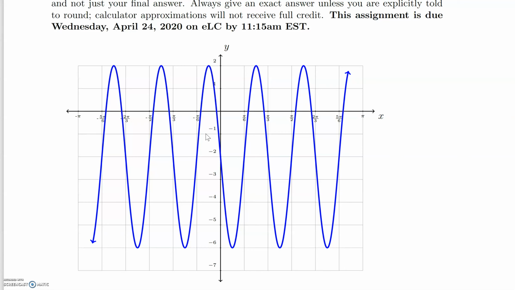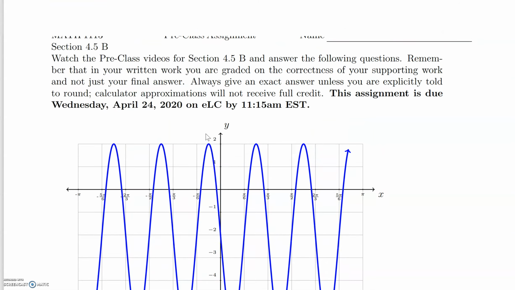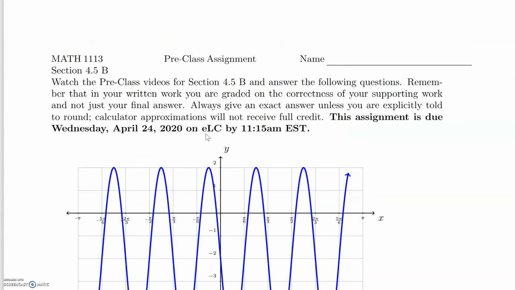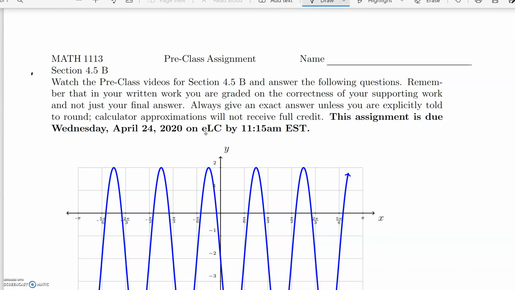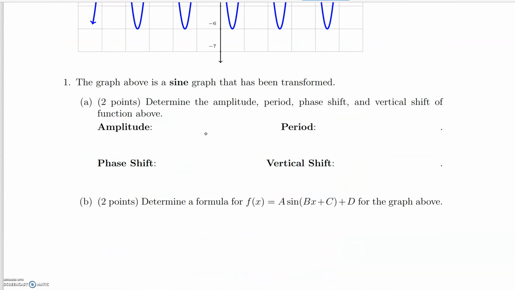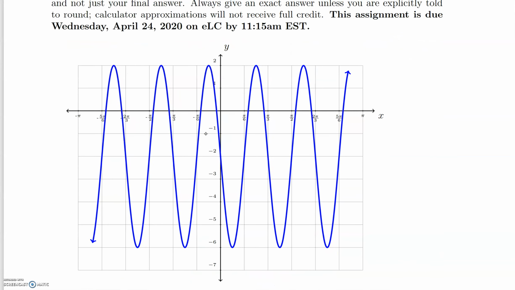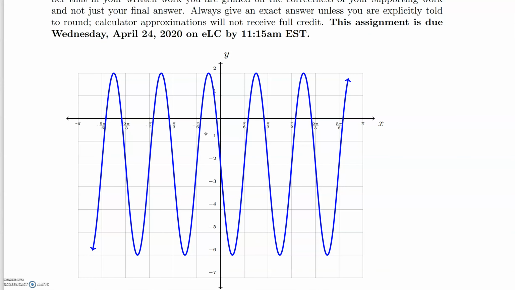Okay, so we're continuing our journey through section 4.5. What you see on your screen right now is the second pre-class worksheet. This is 4.5b. In this worksheet, I think it's pretty short actually. I think there's basically one problem. But the problem is a different type of problem.